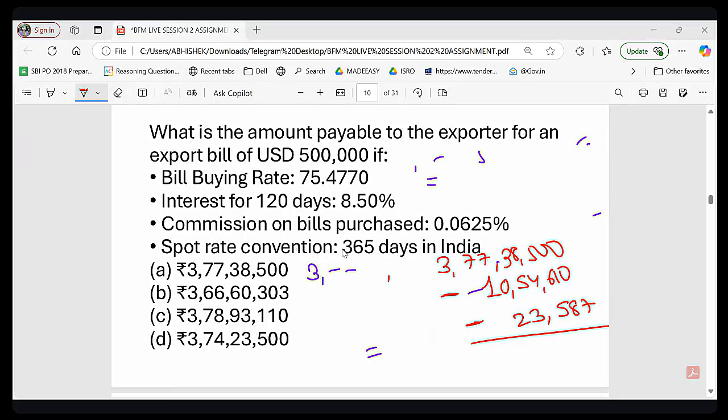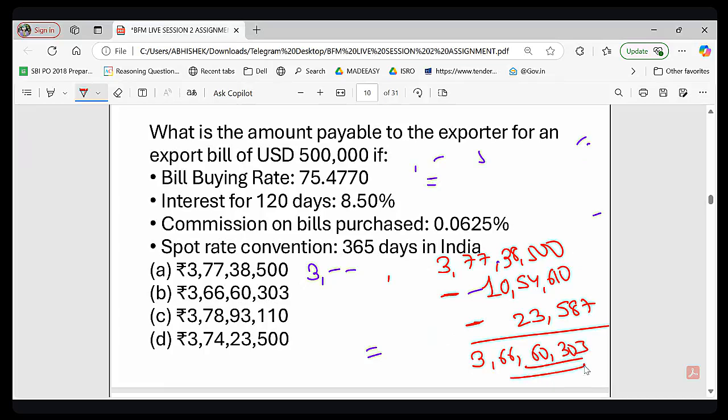Just do this calculation using a calculator: 3 crore 77 lakh 38,500 minus... Okay, Govda has answered option number B. Very good. Correct. After you do this calculation, you will get 3 crore 66 lakh 60,303. So this is the correct answer. The correct answer is option number B.